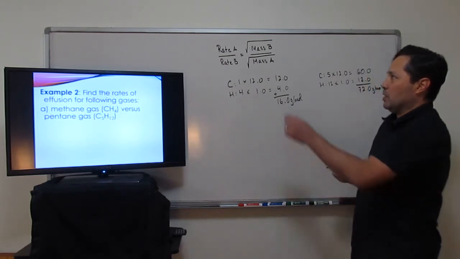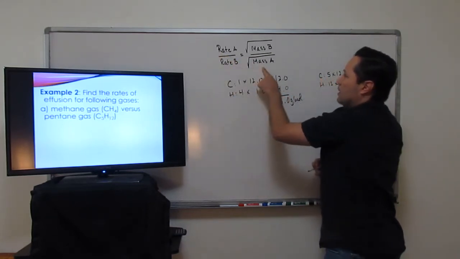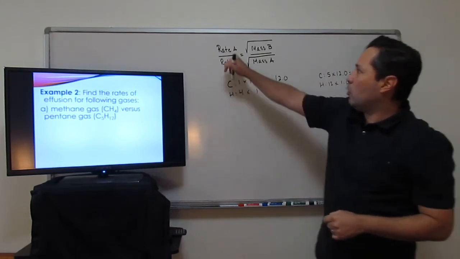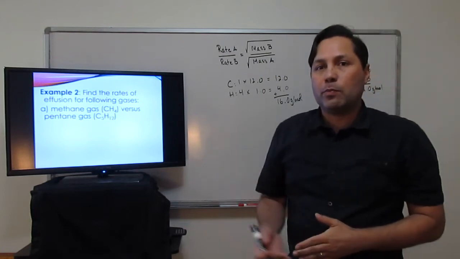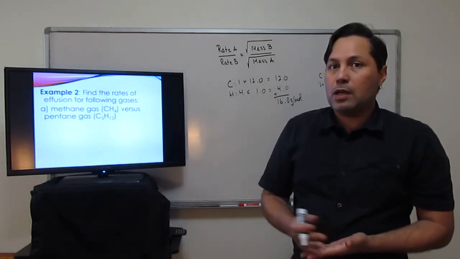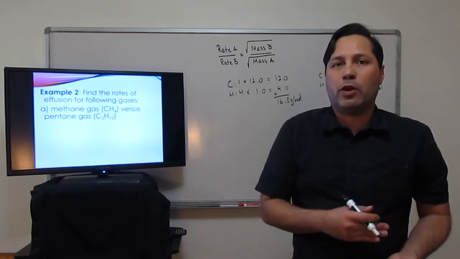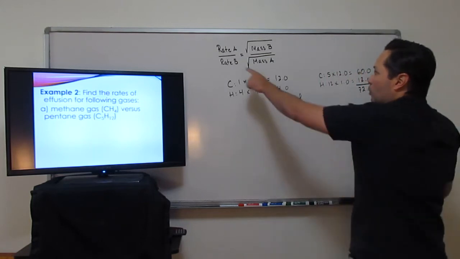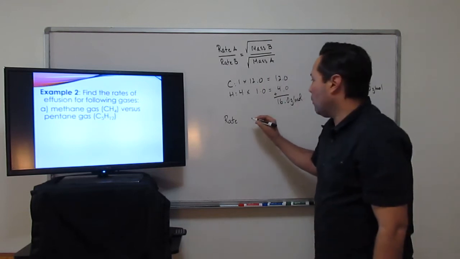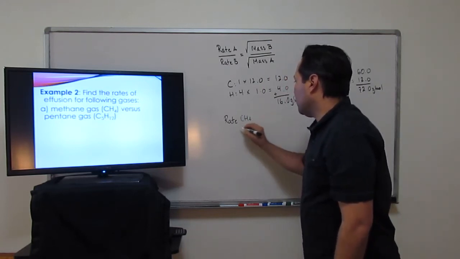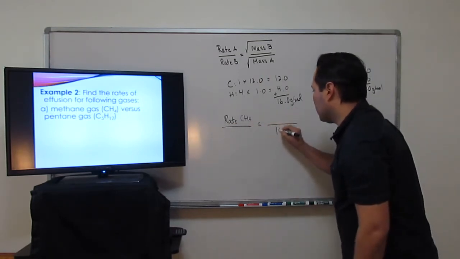Now let's see. The rate of A, we're going to call that methane. Notice that the mass you put in on the denominator, even though the rate of A, which in this case is methane, is in the numerator, because mass is inversely proportional to the speed at which they effuse. So the heavier the gas, the slower it's going to effuse. So I'm going to put rate of, rather than call it A, we're going to call it what it is, CH4 methane. And I'm going to put its molar mass of methane is 16.